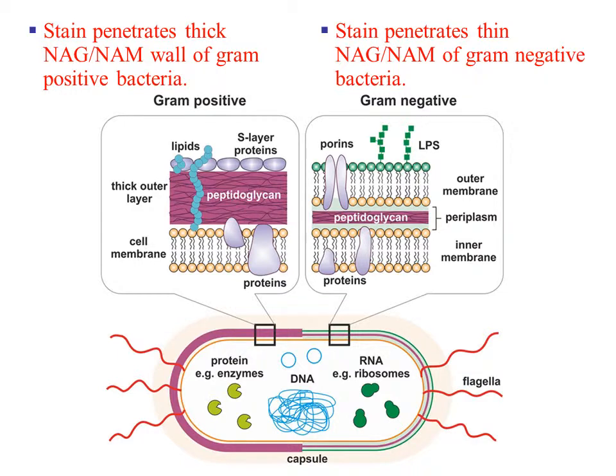Remember, there's a difference in the cell wall of bacteria. The gram positive has a very, very thick peptidoglycan, about 40 to 50 layers. Layers of NAG and NAM. This is a modified sugar. Whereas gram negative has a very thin NAG and NAM layer, maybe only 4 or 5. So the difference in the cell wall is going to be exploited when using a differential stain.